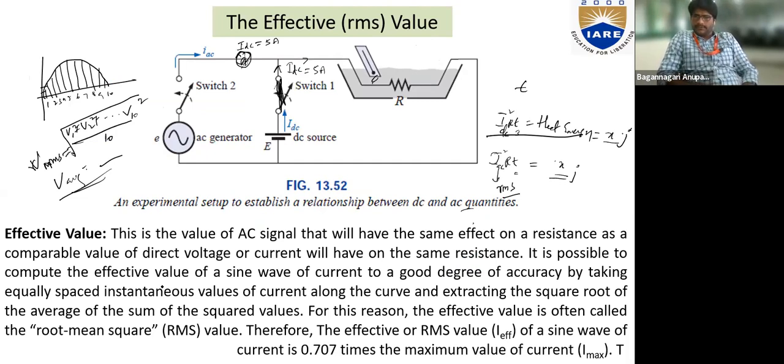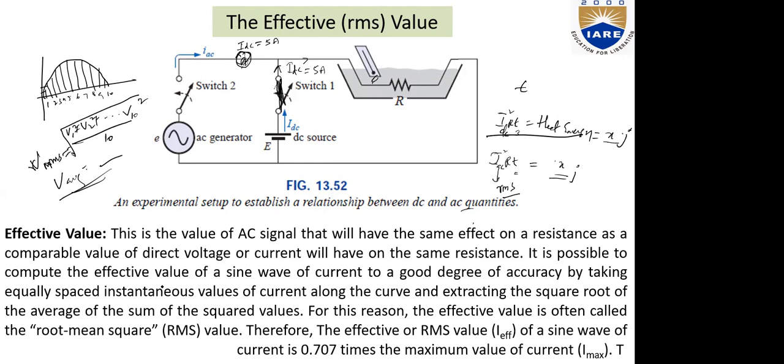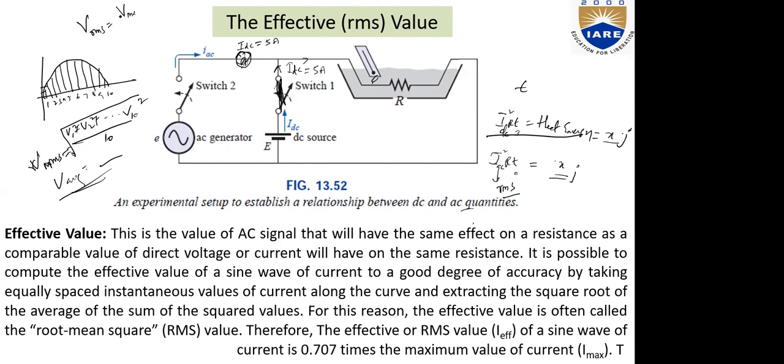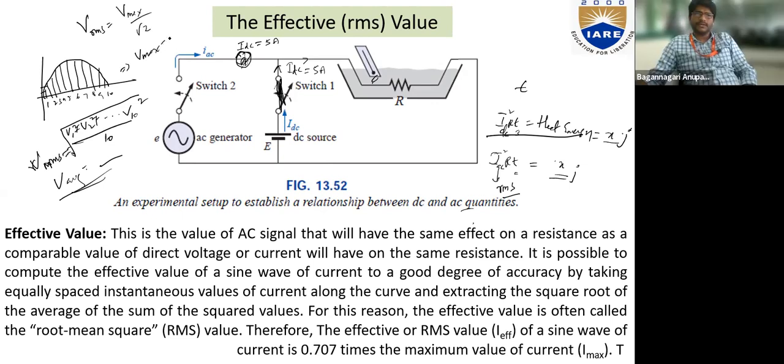For a pure sinusoidal waveform, the RMS value is equal to 0.707 times the maximum value. So once you calculate the maximum, you can get the RMS as well. What is the relation you have? 0.707 is 1 by root 2, right? Yes, sir. V RMS is equal to V max by root 2, or we can write V max is equal to root 2 times V RMS.